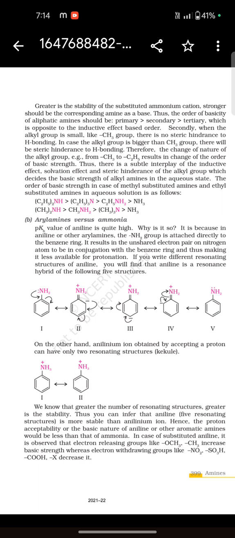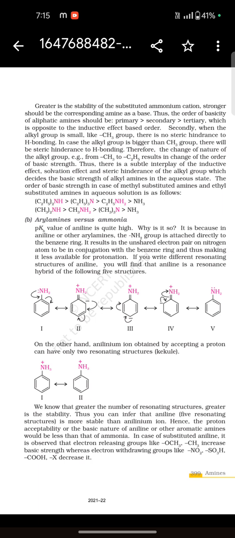Aryl amines versus ammonia. The pKb value of aniline is quite high. Why is it so? It is because in aniline or other aryl amines, the NH2 group is attached directly to the benzene ring. It results in the unshared electron pair of the nitrogen atom being in conjugation with the benzene ring, and thus making it less available for protonation.